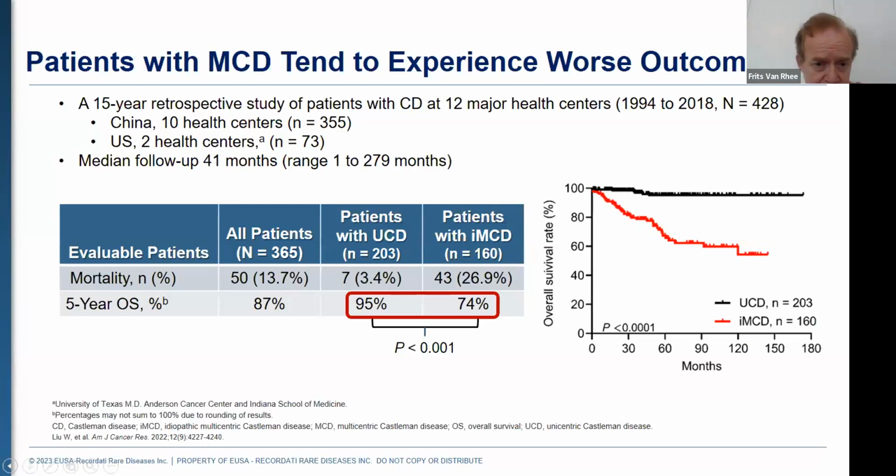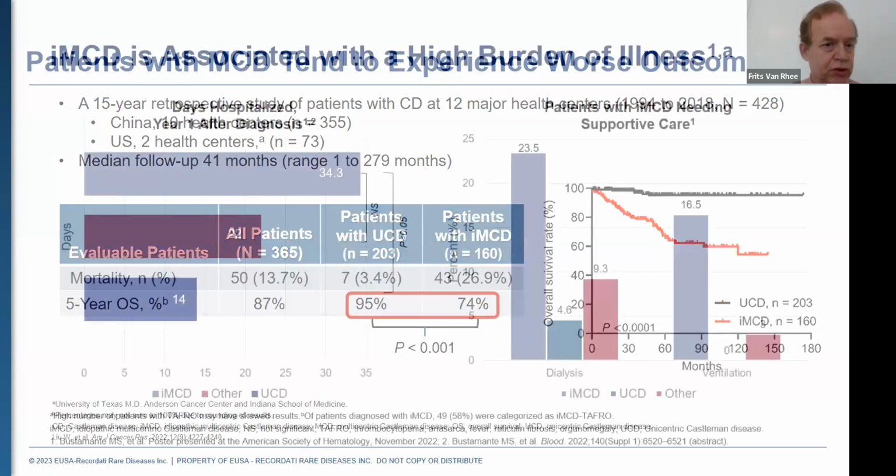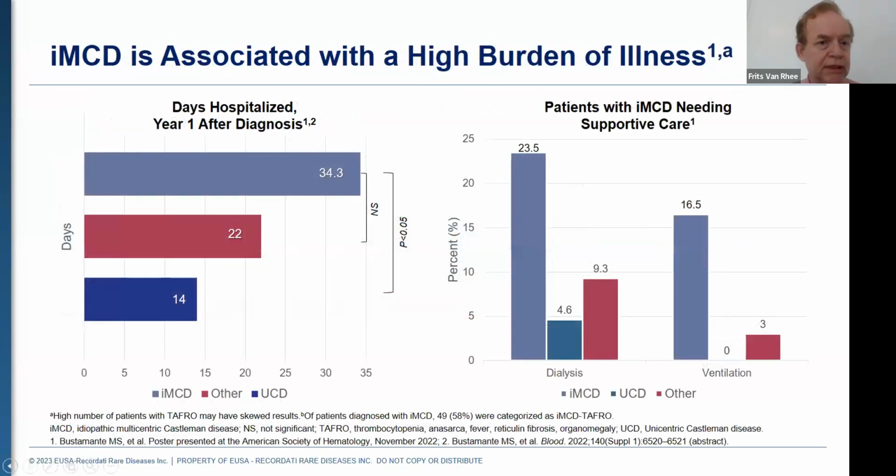There's another often quoted study in the literature by Dr. Angela Dispenzieri of the Mayo Clinic, also looking back for a number of years, and she found a similar overall survival of patients with multicentric Castleman's disease. So there's mortality associated with the disease, but also morbidity.